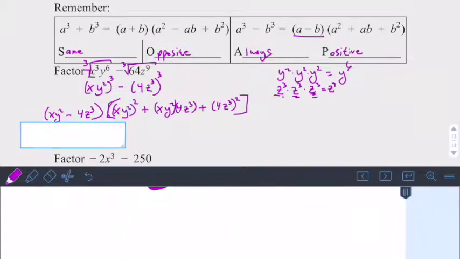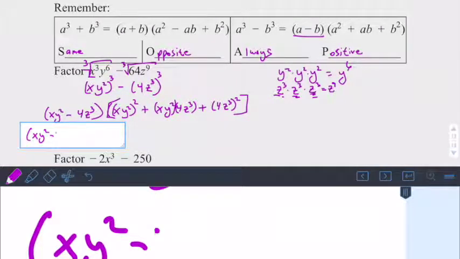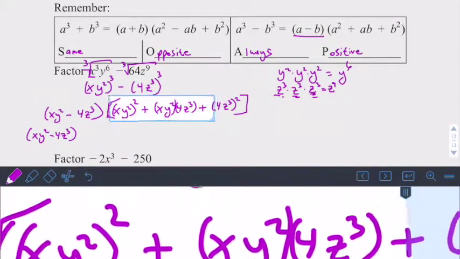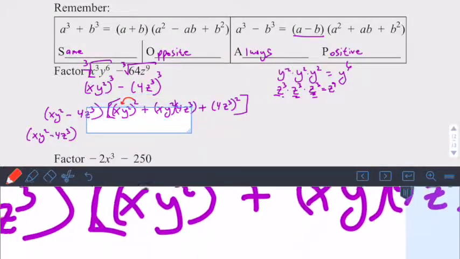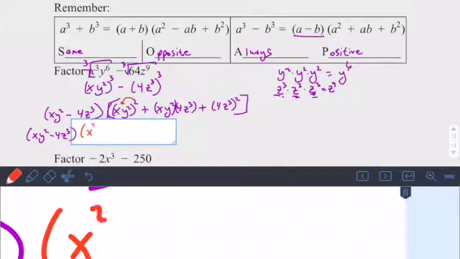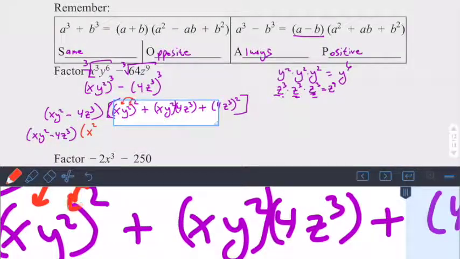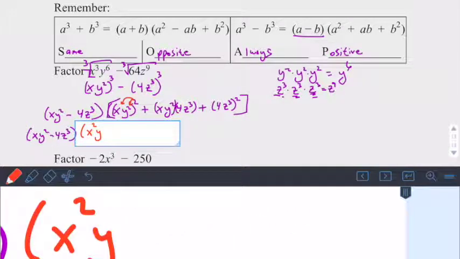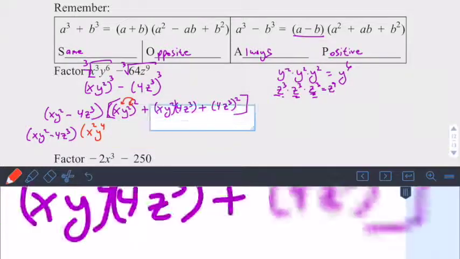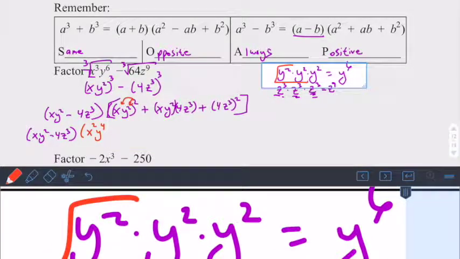Now there's a little bit of simplification I got to do. So this term is fine. I'm going to leave it alone: xy squared minus 4z cubed. Then this term, I need to square this. x squared is just x squared. y squared squared, this is that power to a power rule from earlier. So this is y to the fourth, right? If you just think of y squared times y squared, it is y to the fourth.